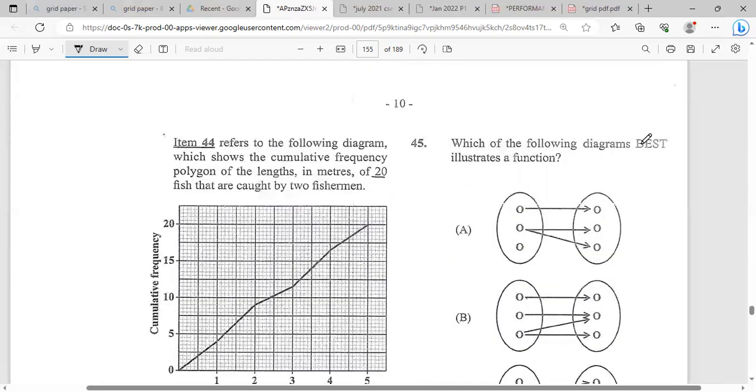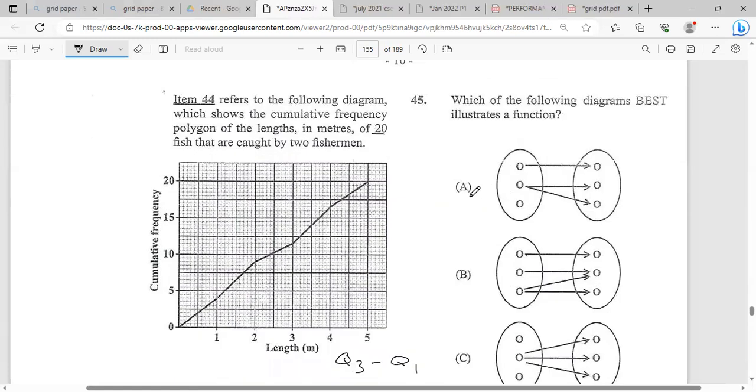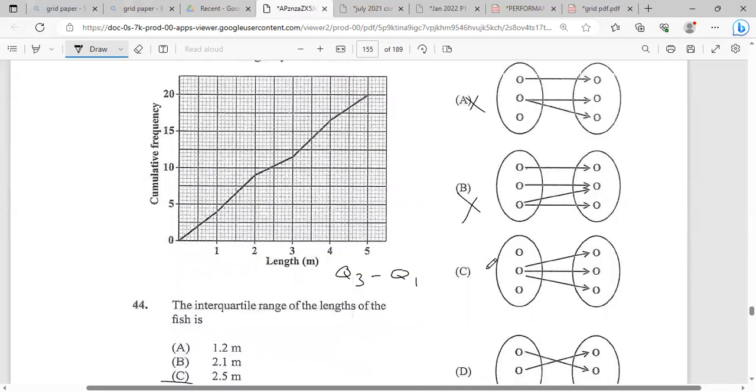Which of the following best illustrates a function? So basically, one x goes to 1 y. All right, this has 2. Yeah, one of them has 2 x going to 1 y. That's not a function, so it has to be the last one. All right, we know it's the last one because the other two do not fit.